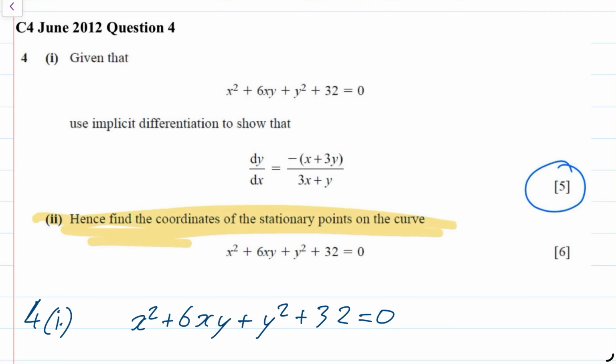In this question, we're going to look at how we can implicitly differentiate something, and also then how we can use your dy by dx function to find stationary points. Okay, so first of all, it says, given that x squared plus 6xy plus y squared plus 32 is equal to 0, use implicit differentiation to show that dy by dx is equal to this thing. And now this is very nice the way they've worded this, because if you can't do the first part of the question, you can still get access to the rest of the marks and the rest of the question.